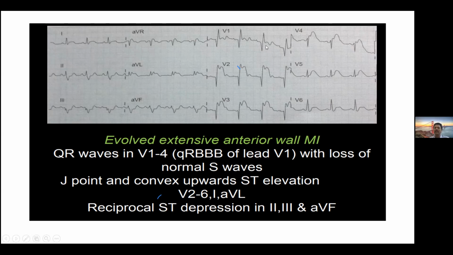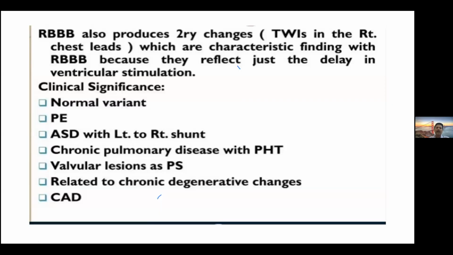So this pattern with the terminal R with the ST elevation always suggests QR in RBBB, this is called the anterior MI with right bundle branch block. The sign is alarming because the patient has got a very, very poor prognosis.